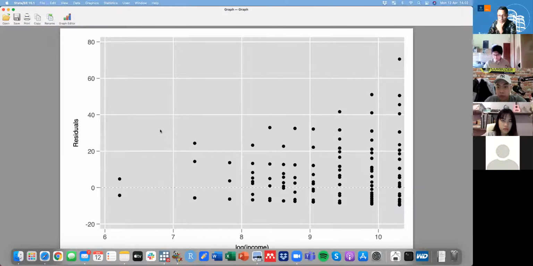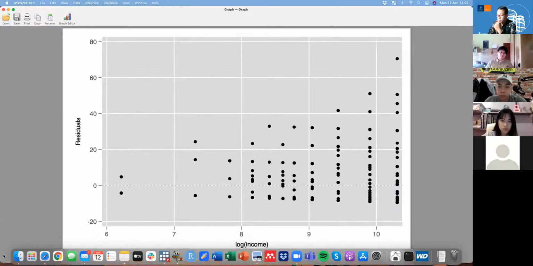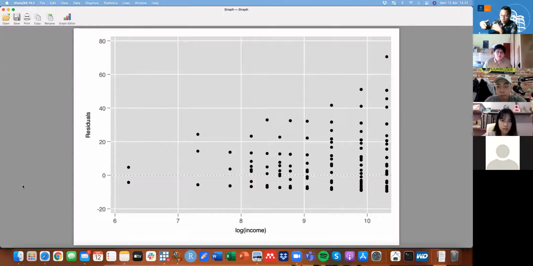Can anyone comment on the result of the residual versus the predictor plot? So this is the residual. Where do we get the residual? We get the residual by subtracting the predicted, or the forecasted, value given the explanatory variable from the actual data. Any comment on this finding? Go ahead.